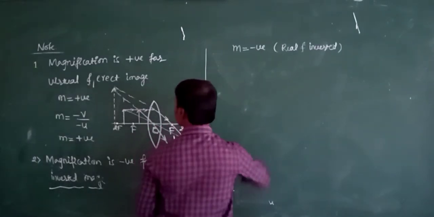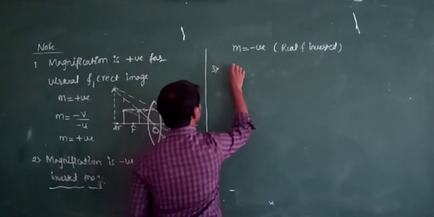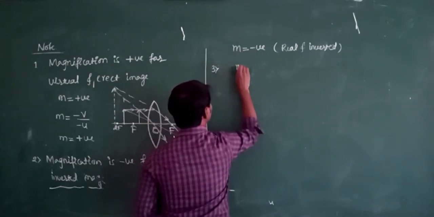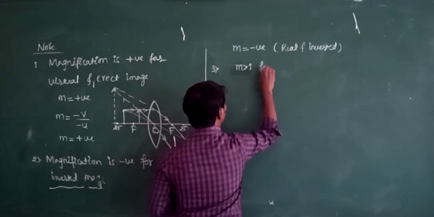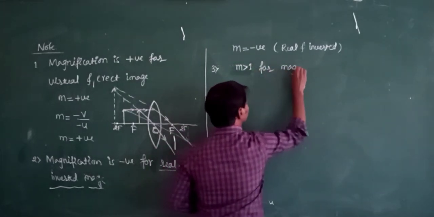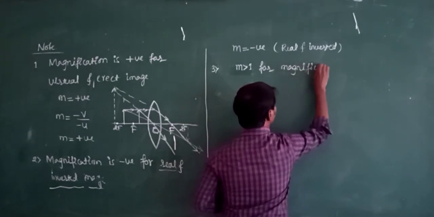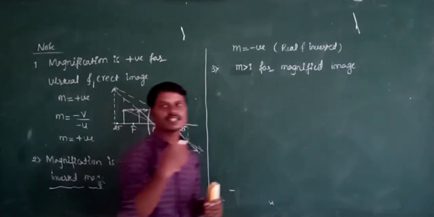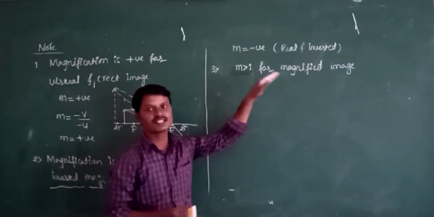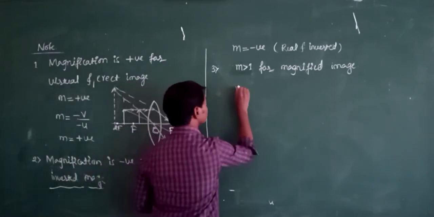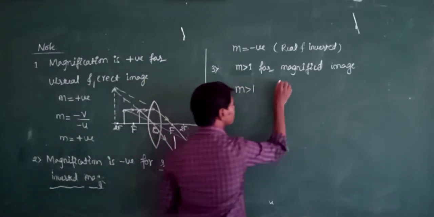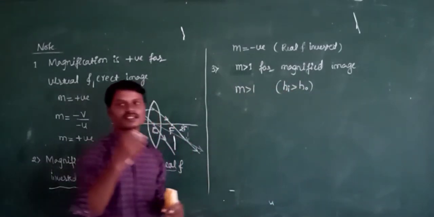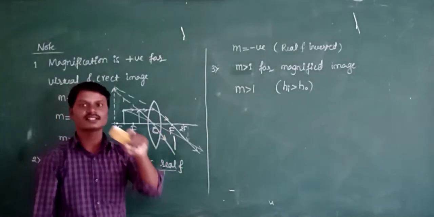Next, note number 3. Magnification is greater than 1 for a magnified image. Magnified image means the size of the image is greater than the size of the object, meaning the height of the image is greater than the height of the object. M is greater than 1 means HI is greater than HO. When the numerator is greater than the denominator, its answer is always greater than 1.